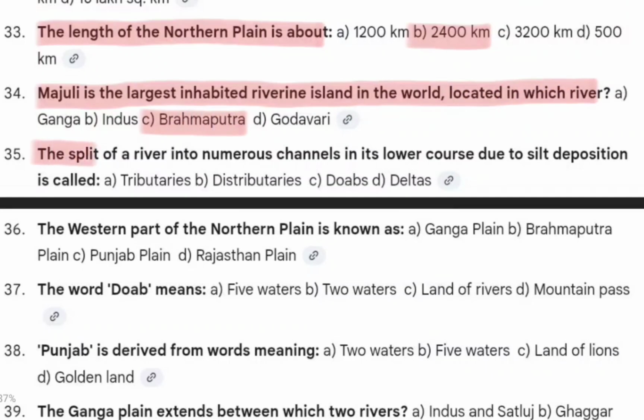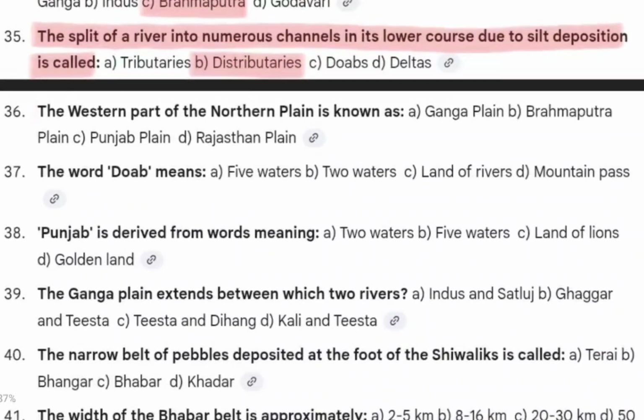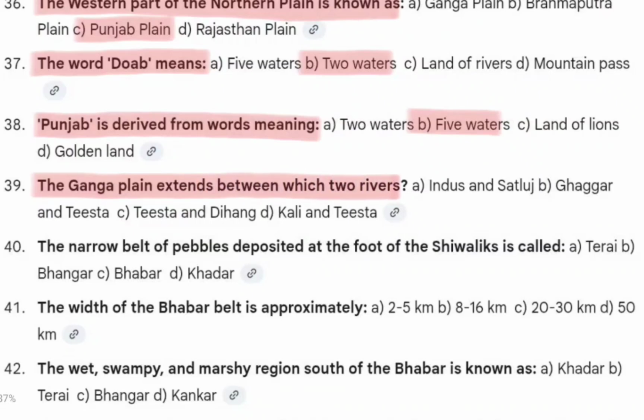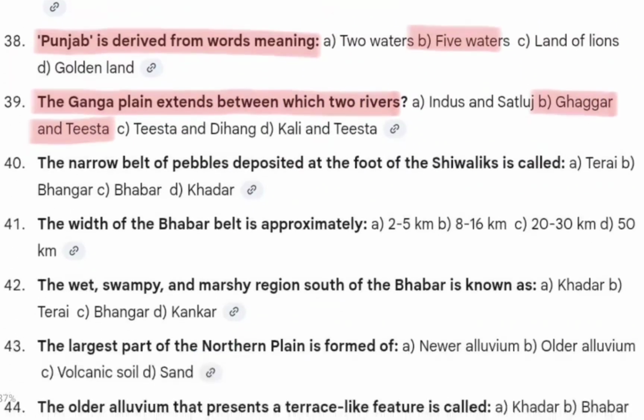Next question is, the split of a river into numerous channels in its lower course due to silt deposition is called distributaries. The western part of the northern plain is known as Punjab plain. The word Doab means two water. Do means two, Ab means water. Punjab is derived from words meaning five waters. The Ganga plain extends between which two rivers? So it extends between Ghaggar and Tista.